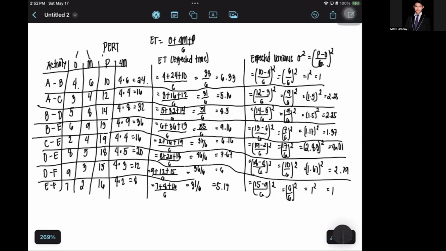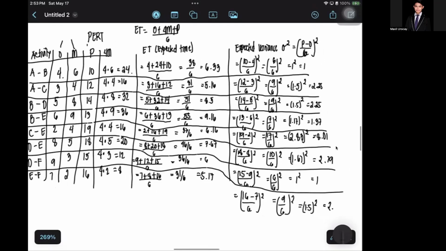So afterwards, it will be 16 minus 7 over 6 squared. 16 minus 7 is definitely 9 over 6 squared. So 9 over 6 is 1.5 squared. So 1.5 squared is definitely 2.25. So this is the process that you will begin to get for the expected variance.